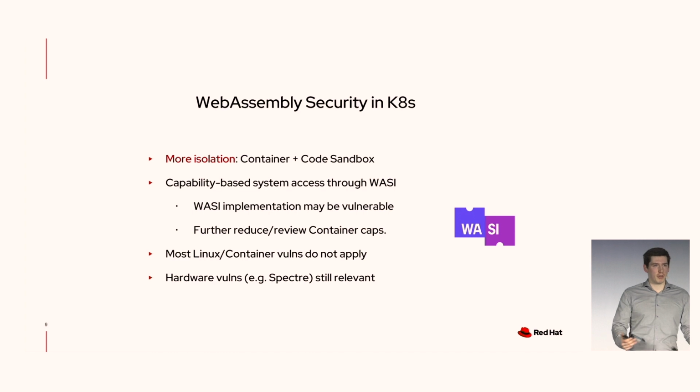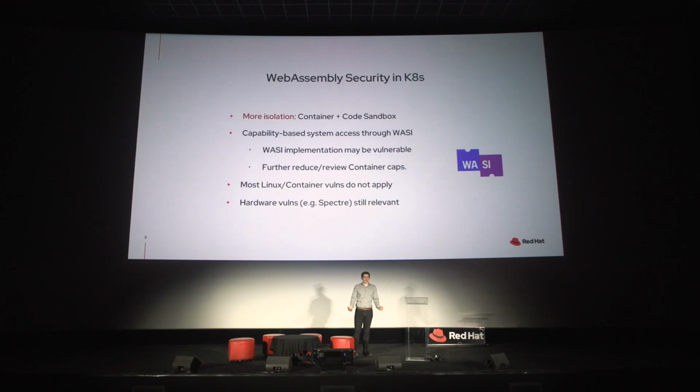So just a brief conclusion on security with WebAssembly in the Kubernetes context. So you will have another layer of isolation. You will have the container that in OpenShift already has a strong security default, and you will have the WebAssembly runtime on top of that. So a lot of the kernel exploits that were found in the previous years, like DirtyCow, for example, wouldn't be possible just like that, because you don't have this direct access to the kernel.